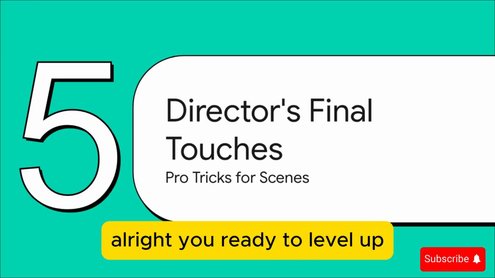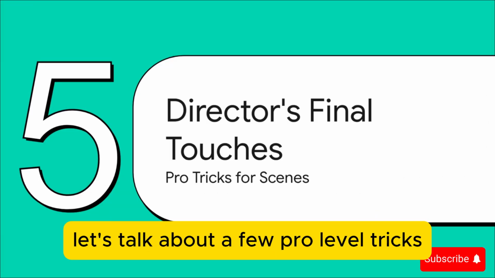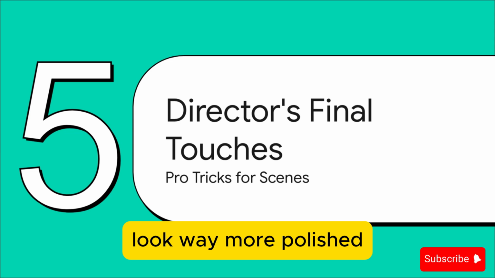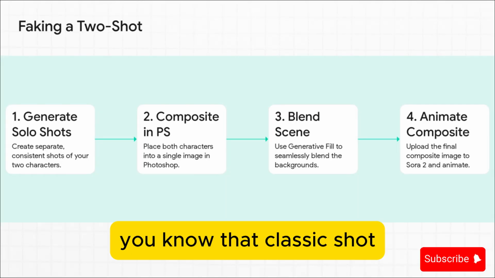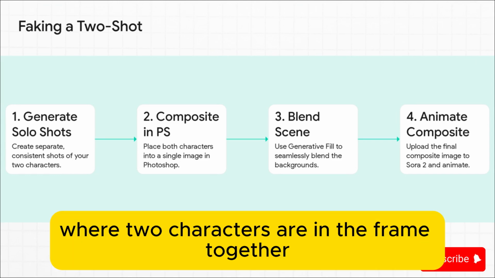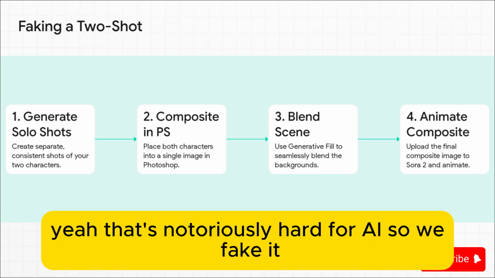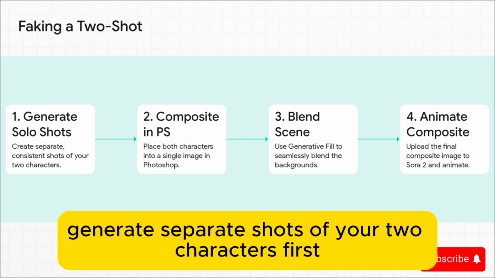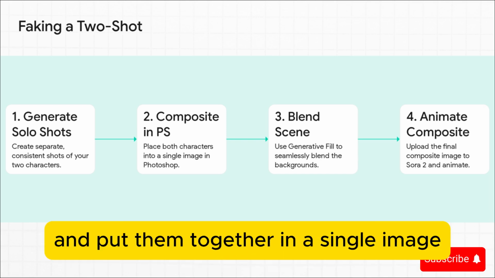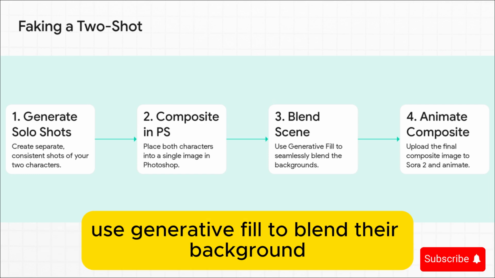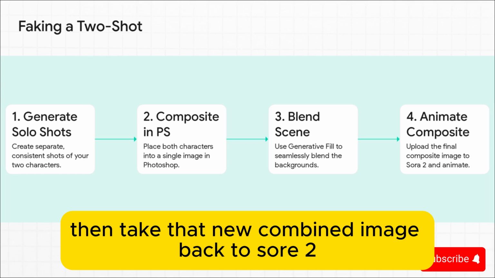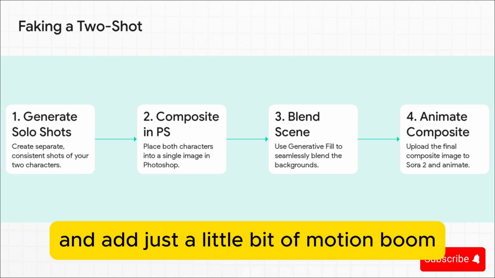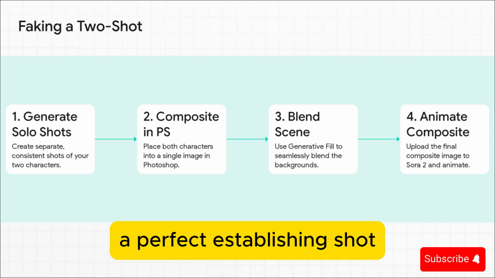All right, you ready to level up? Let's talk about a few pro-level tricks you can use to make your scenes look way more polished and professional than what the AI can do by itself. You know that classic shot where 2 characters are in the frame together? Yeah, that's notoriously hard for AI, so we fake it. Generate separate shots of your 2 characters first. Then, jump into Photoshop and put them together in a single image. Use generative fill to blend their backgrounds so it looks seamless. Then, take that new combined image back to Sora 2 and add just a little bit of motion. Boom! A perfect establishing shot.